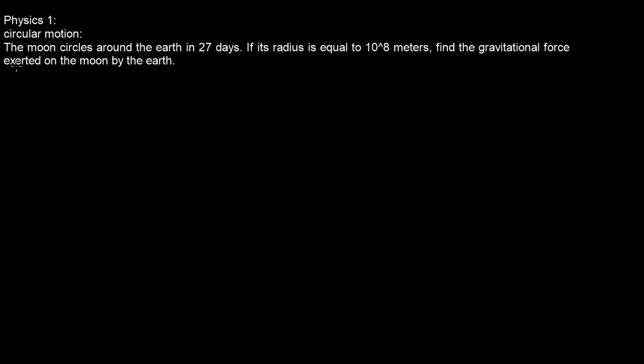In this video I'm going to solve a problem on circular motion. The moon circles around the earth in 27 days. If its radius is equal to 10 to the power 8 meters, find the gravitational force exerted on the moon by the earth.